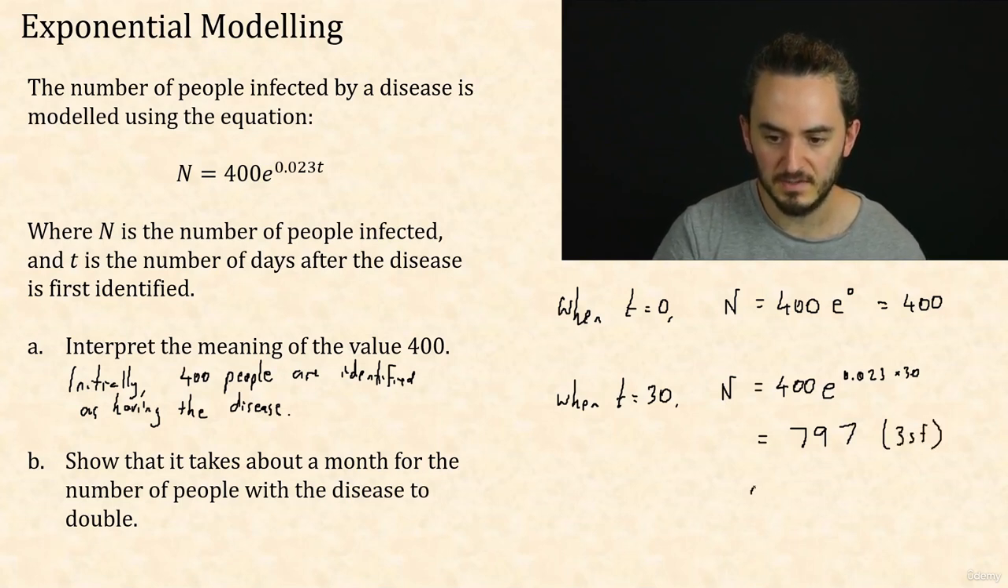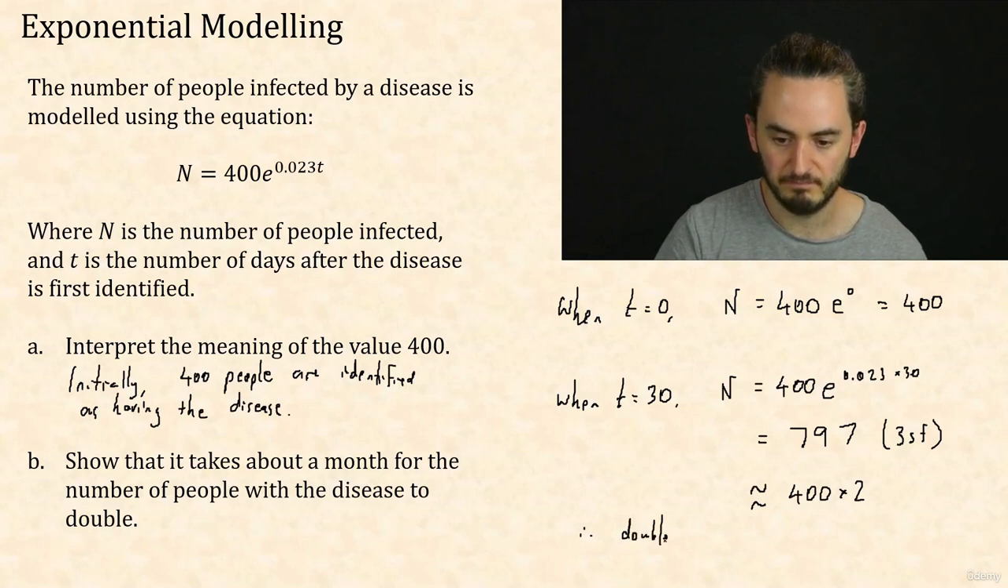And that is approximately 400 times 2, isn't it? So therefore, it doubles after a month.